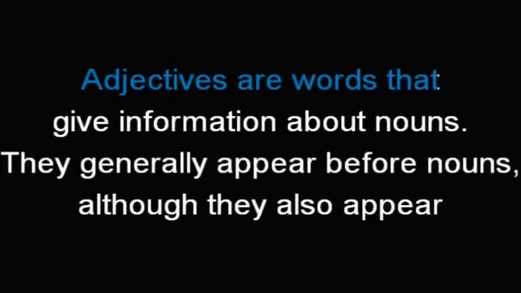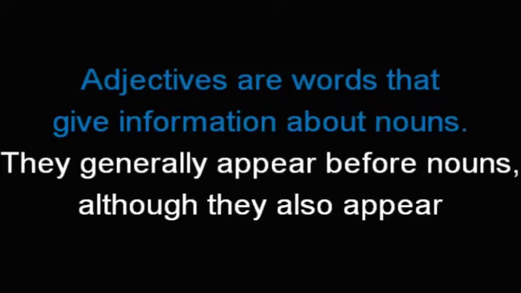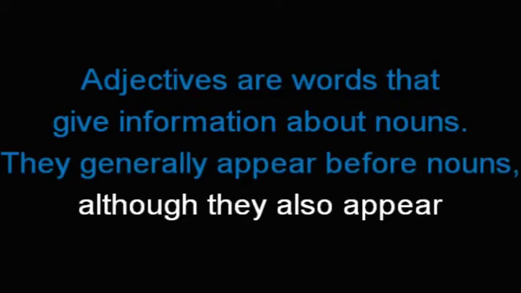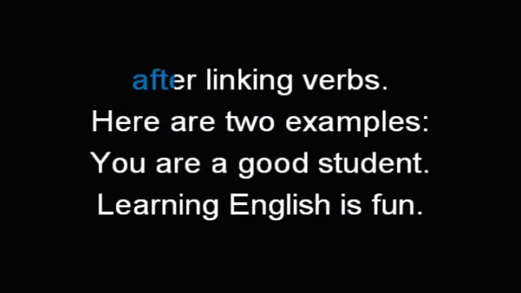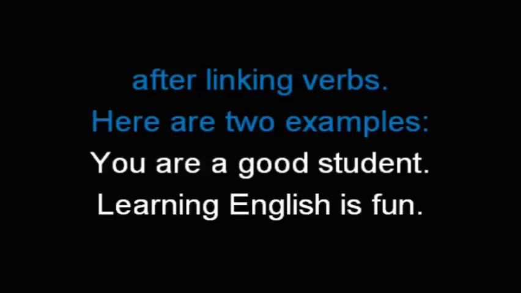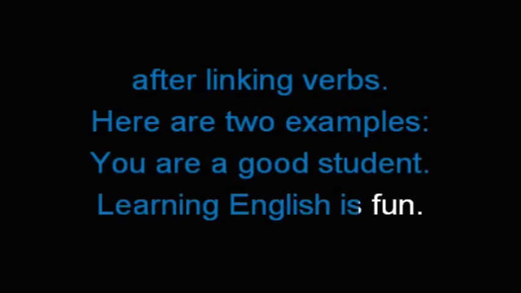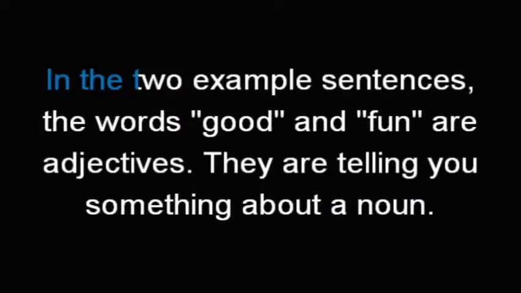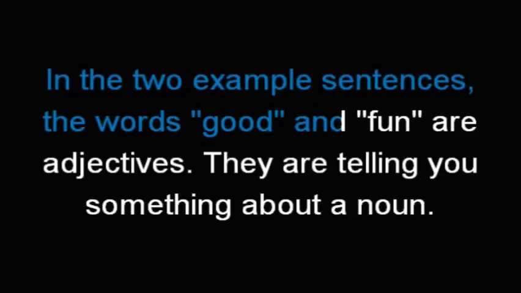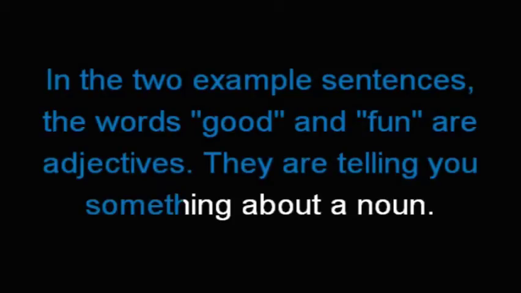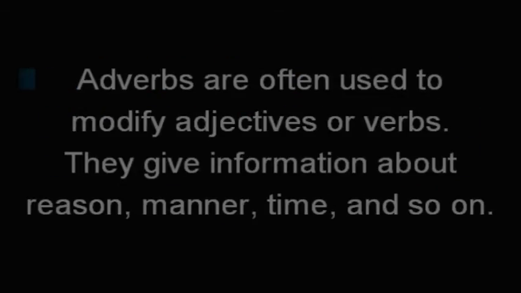Adjectives are words that give information about nouns. They generally appear before nouns, although they also appear after linking verbs. Here are two examples. You are a good student. Learning English is fun. In the two example sentences, the words good and fun are adjectives. They are telling you something about a noun.